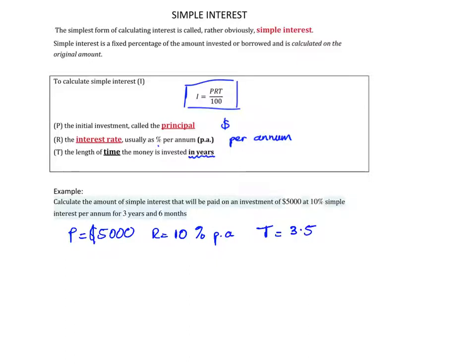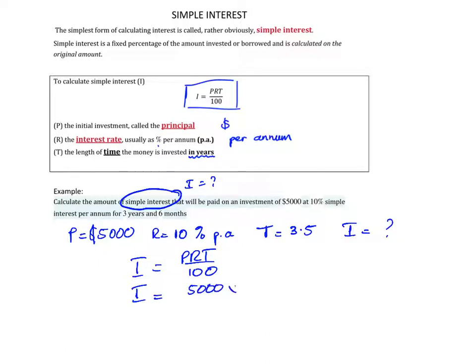And we are looking for the amount of simple interest. So we're looking for I. I is what we are looking for. So I equals PRT on 100. I is equal to 5,000 times 10 times 3.5, all divided by 100. Put that into your calculator and you get 1,750.